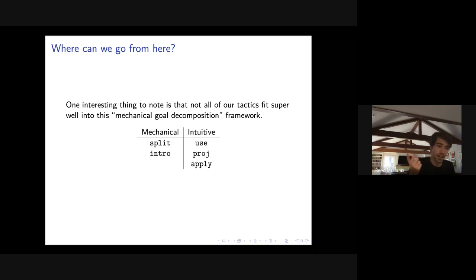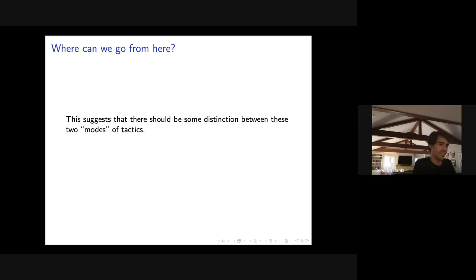Projecting out of a record. Okay, there's kind of choices here, you know? Applying a function. There's all sorts of functions we could apply. We need a little intuition here, or at the very least, some sort of brute force mechanical search. So they have two different flavors. And this suggests that there ought to be some sort of distinction between these two modes of tactics.